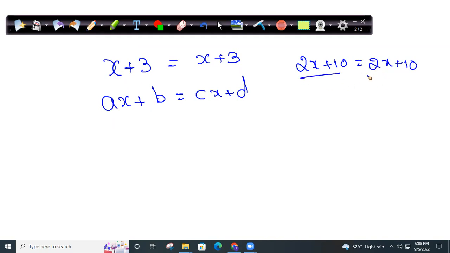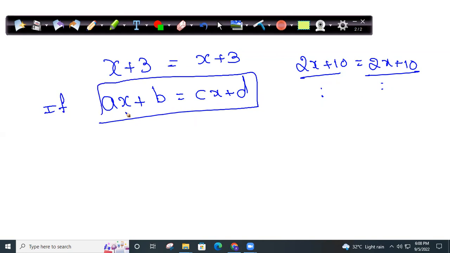If I ask you how many solutions there are, definitely you'll say infinite, because whatever value of x I put, whatever I get on my left hand side, I get the same value on my right hand side too. Every value of x satisfies this equation. So if I generalize, if ax plus b is equal to cx plus d has infinitely many solutions, this is possible only when a is equal to c and b is equal to d. Correct? The coefficient of x should be the same and the constants should also be the same. In this case, I can say the given equation has infinitely many solutions.